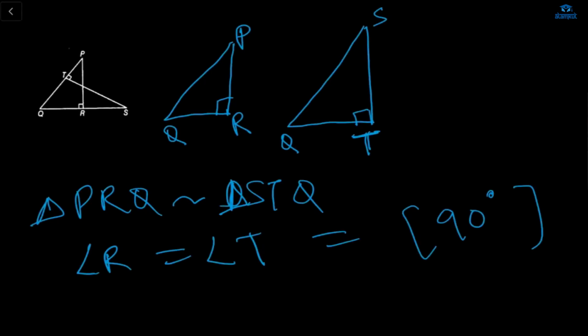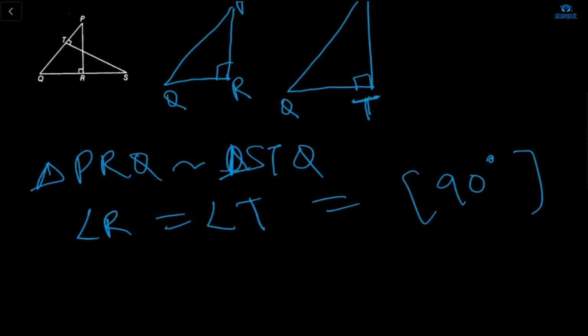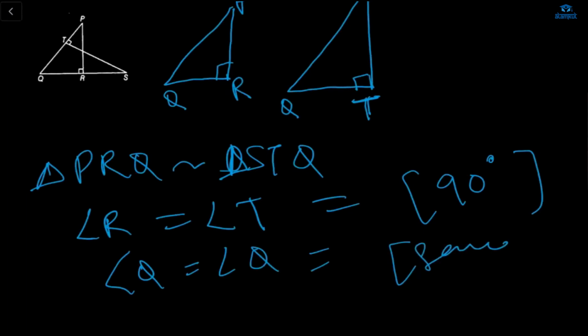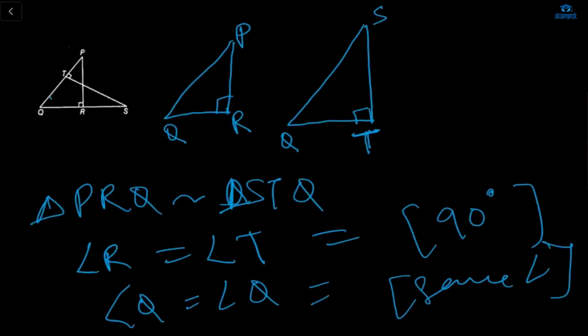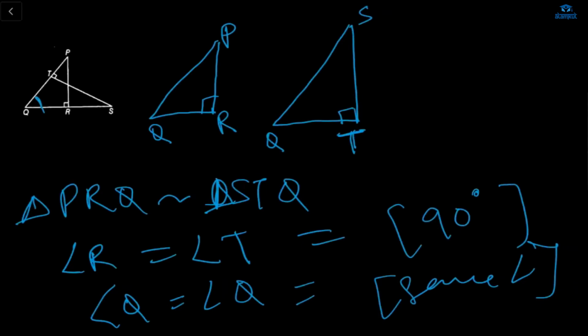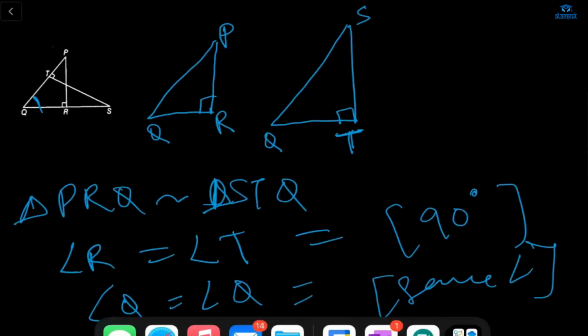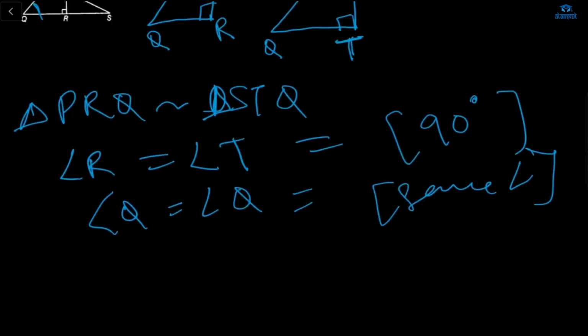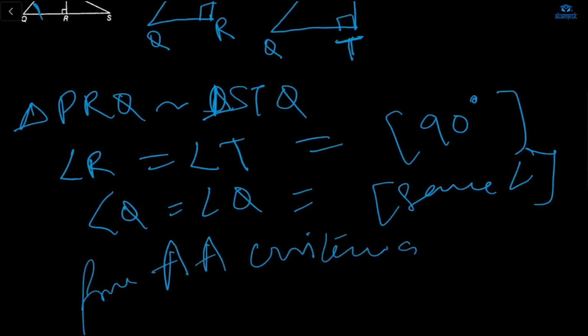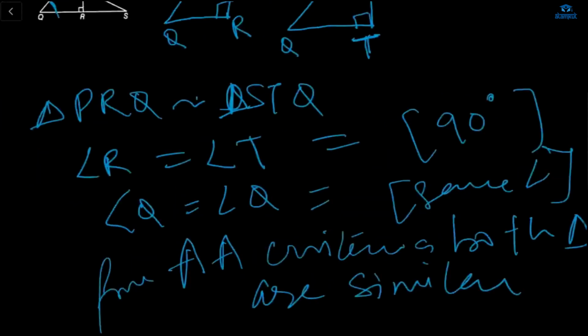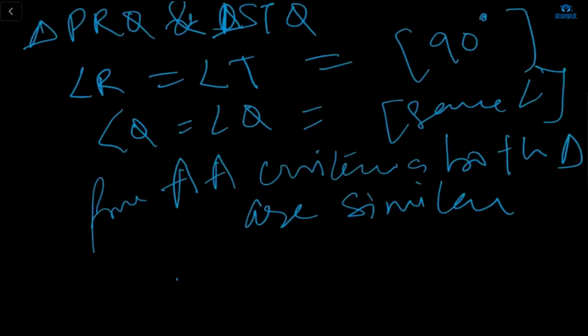Now, angle Q will be equal to angle Q, the same angle. Angle Q is common in both the triangles. So we have got two angles equal. And already you know that if two angles are equal, the third angle will also be equal because the sum of all the three angles is 180 degrees. So, from AA criteria, both triangles are similar. So you can say that triangle PRQ is similar to triangle STQ.